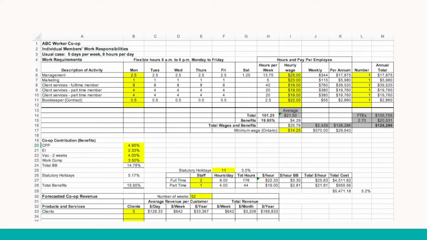And you might have a manager, full-time, part-time, a bookkeeper. You can contract that service out. You probably won't have someone in your co-op that's that interested in the bookkeeping part. So this sheet's really important to work out and figure out carefully.